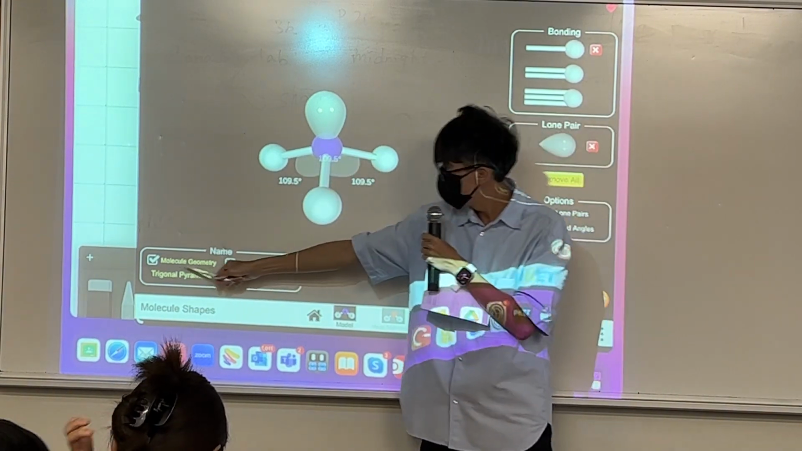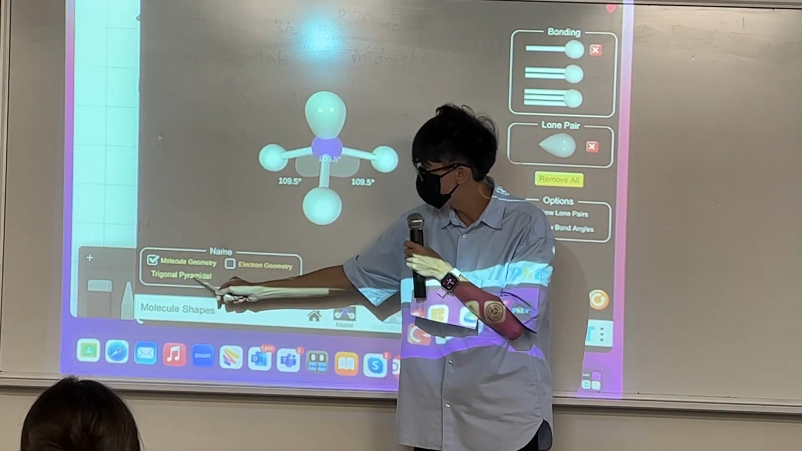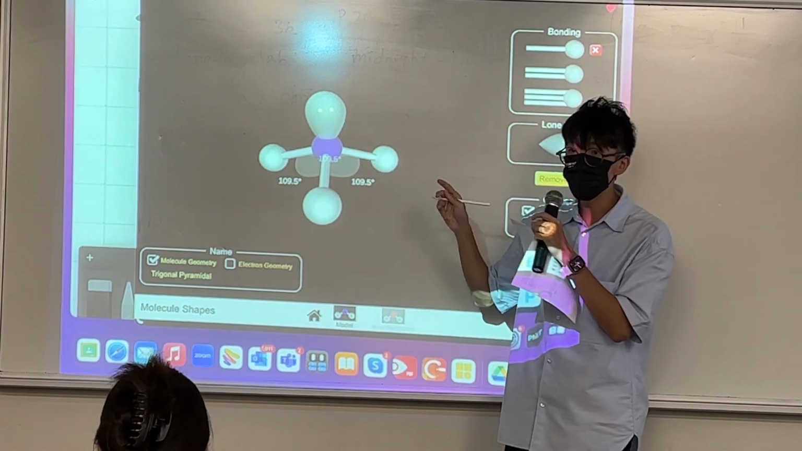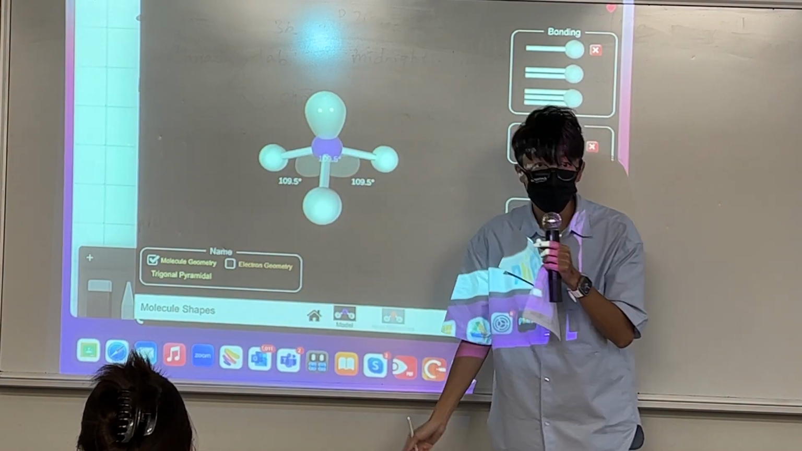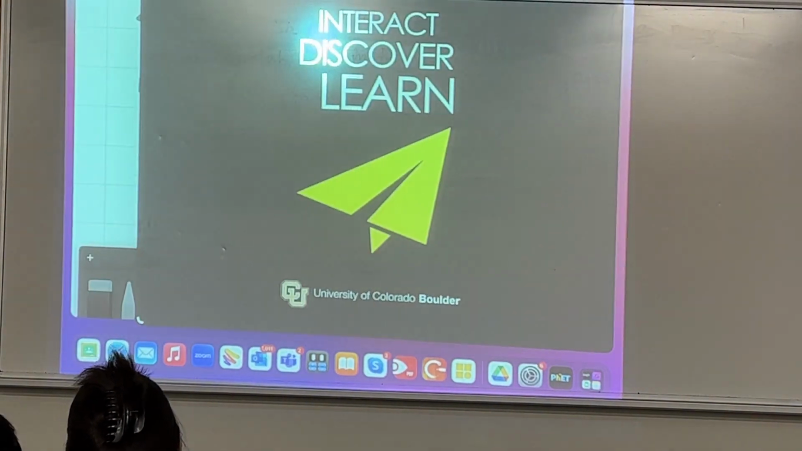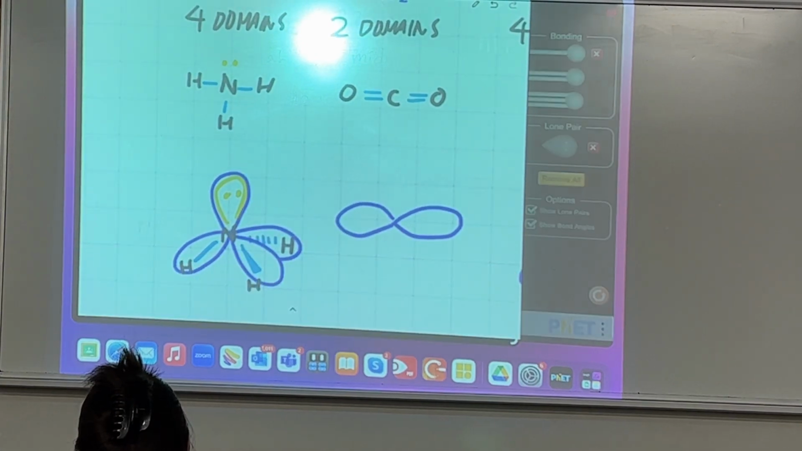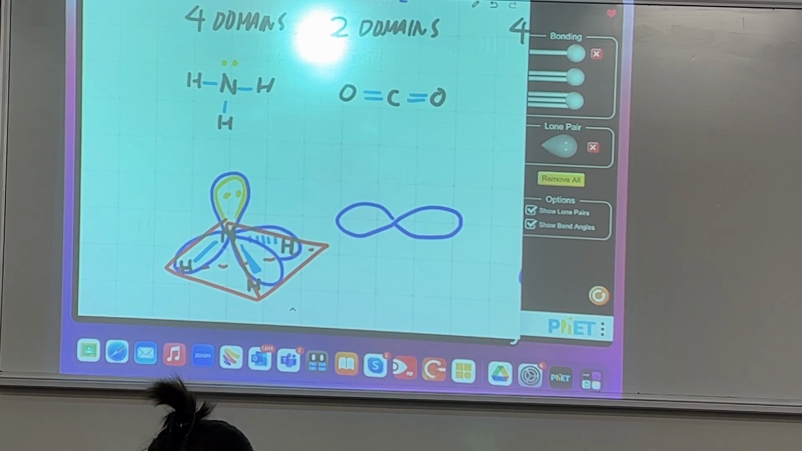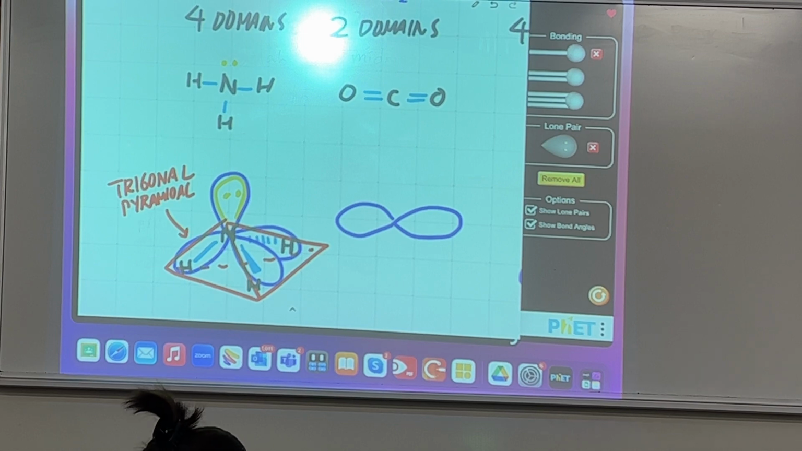Can you see that the name of the shape is trigonal pyramidal? That's because when we connect these atoms together, we'll get something looking like a pyramid. So this molecule of NH3 therefore has this shape, trigonal pyramidal. Can you write down the name of the shape? Trigonal pyramidal, as it looks like a pyramid that you will find in Egypt. Trigonal means it has a triangular base.